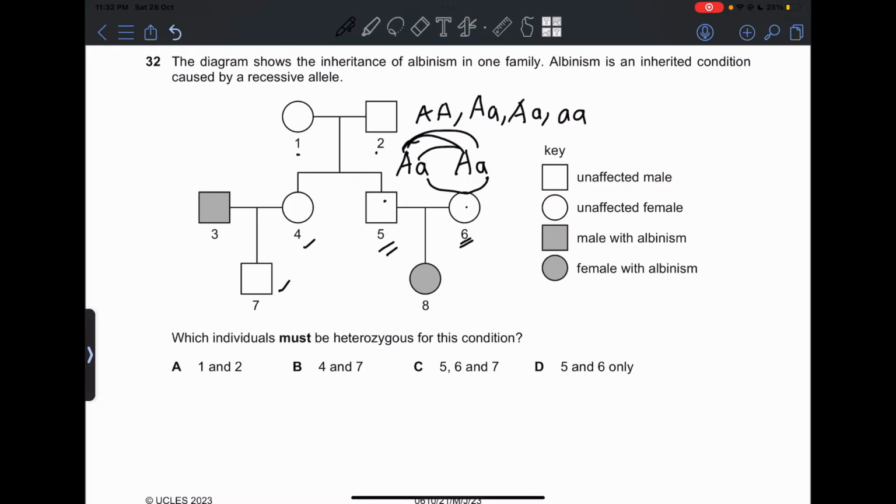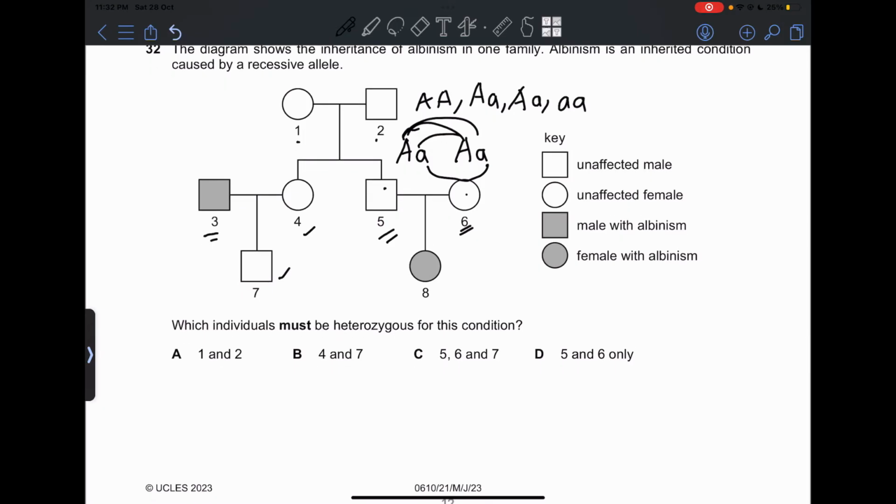Also, the last thing is number 7 could also be heterozygous because one of their parents has albinism. So of course they may have the gene in their gene pool. So number 5, 6, and 7, they are heterozygous. So our answer is going to be C.